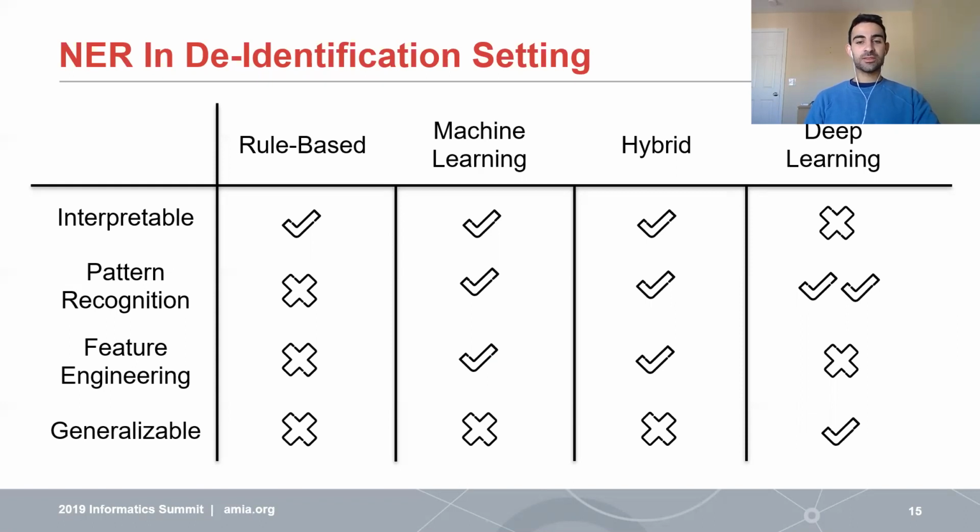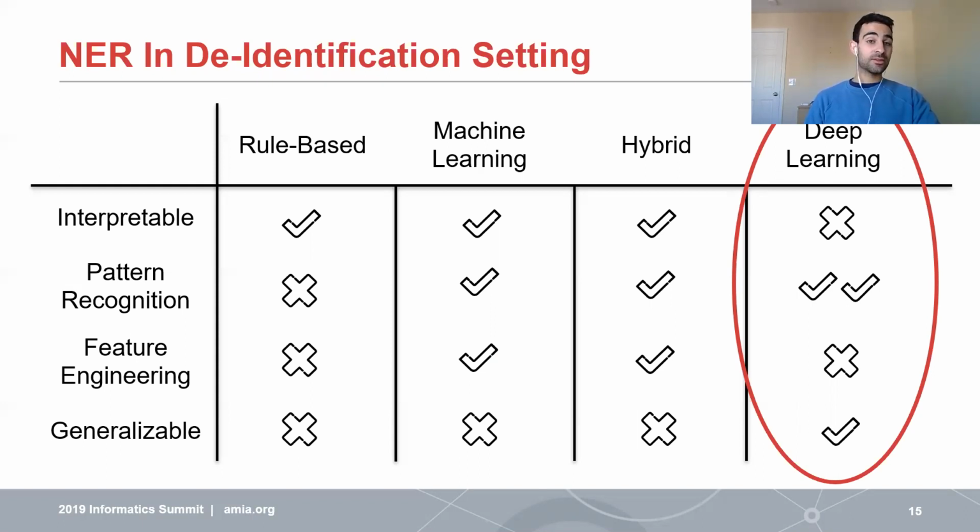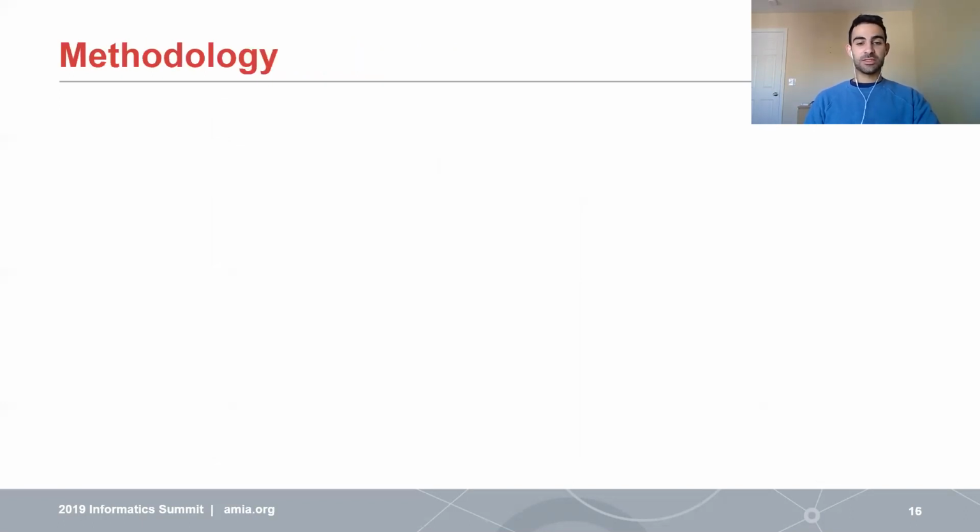Nonetheless, due to their current success, we decided to focus our research on deep learning methods for de-identification. In particular, we aim to determine which modern NER design combinations perform better when tackling the de-identification task, as well as to test how well these methods generalize. Let's move on to methodology.